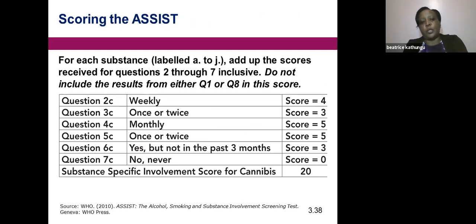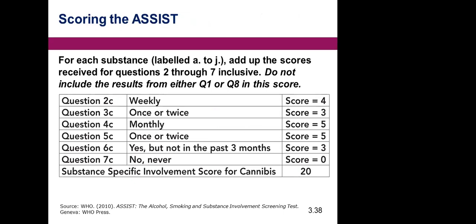Next is going to be a scoring where we're going to be adding up the scores to be able to arrive at a score.